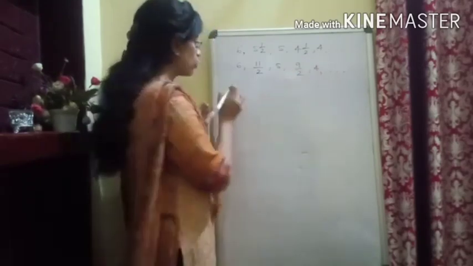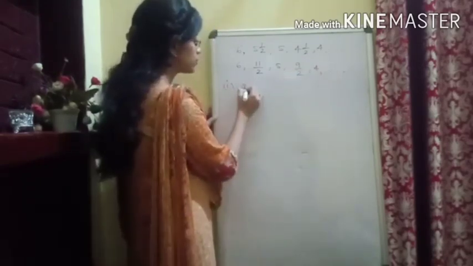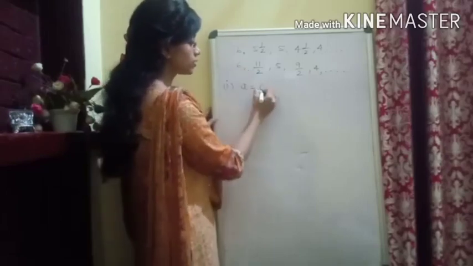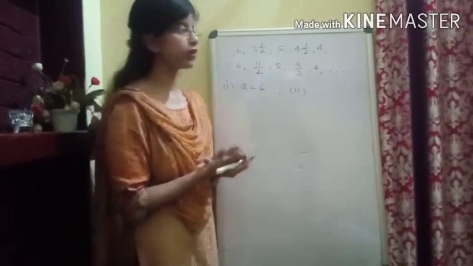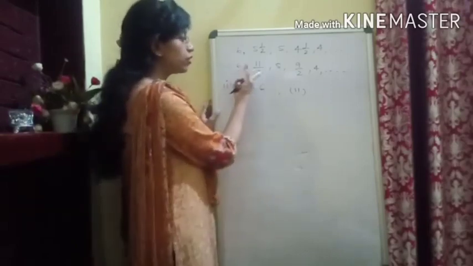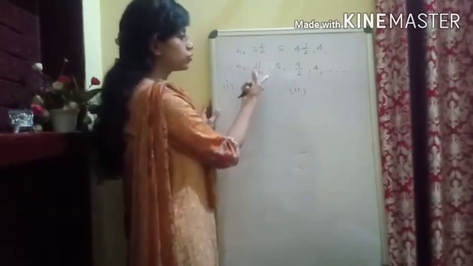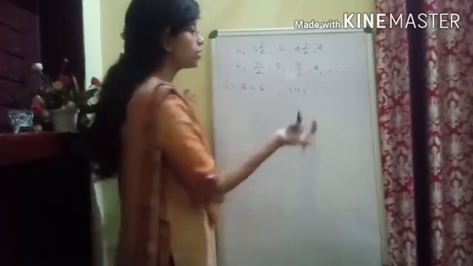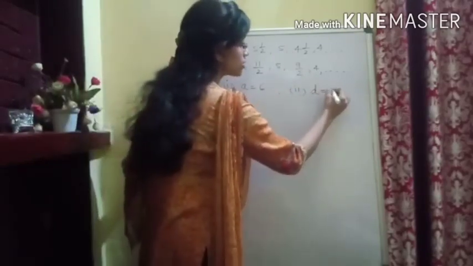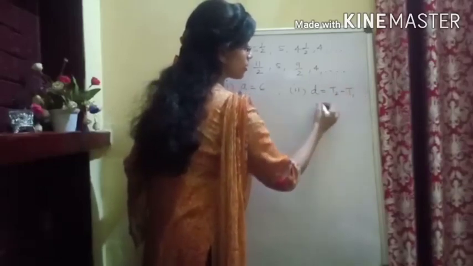Now, what is the first term? That would be 6. What is the common difference? How to calculate the common difference? T2 minus T1, or T3 minus T2, or T4 minus T3, whatever you feel like doing. So I am calculating it as T2 minus T1.